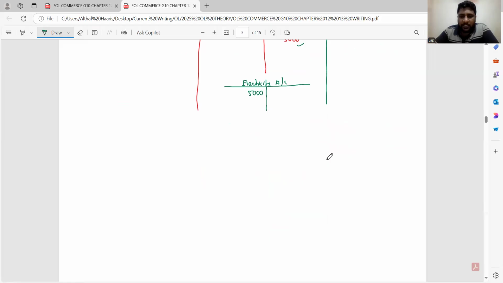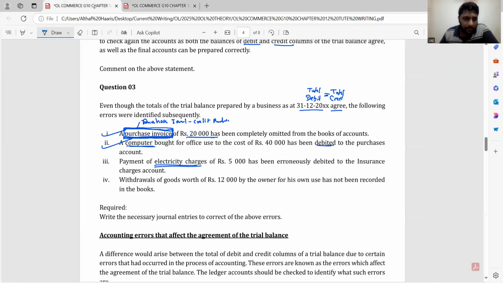Now let's move to the next one. Withdrawal of goods 12,000 by the owner for his personal use, not being recorded in the books. That means it's a complete omission, very simple. Record the entry. So you tell me what the double entry should be.